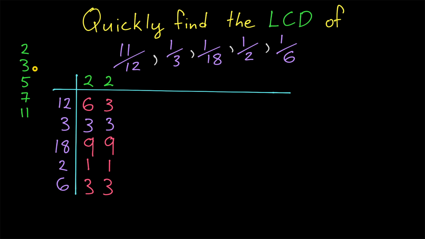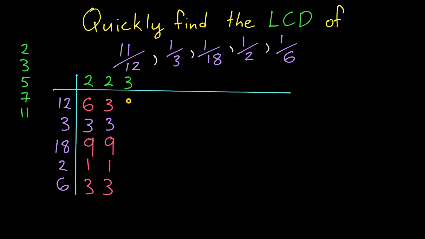Well, 3 is divisible by 3. 3 divided by 3 is just equal to 1. And because at least one of these numbers in this column is divisible by 3, go ahead and write yourself a 3. And now for every number that is divisible by 3, write the result of that number divided by 3. And for every number that is not divisible by 3, just copy the number over.